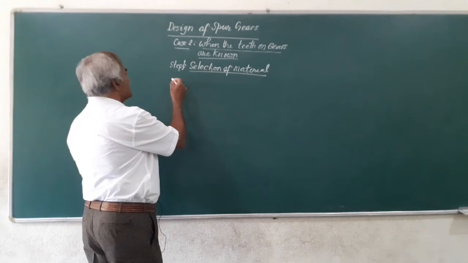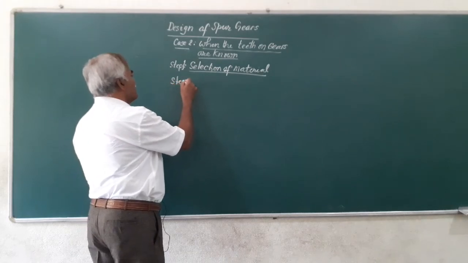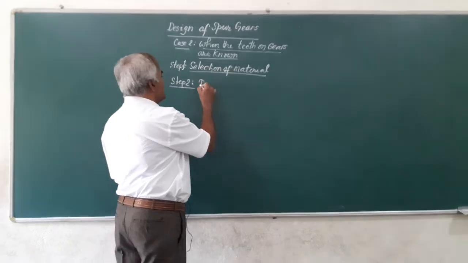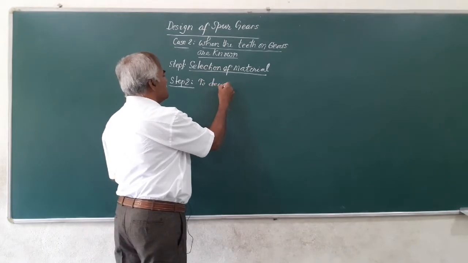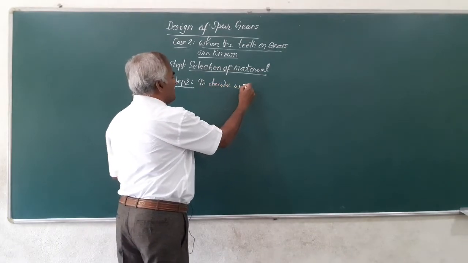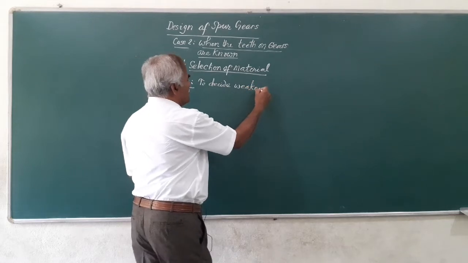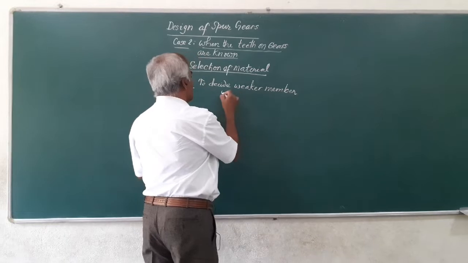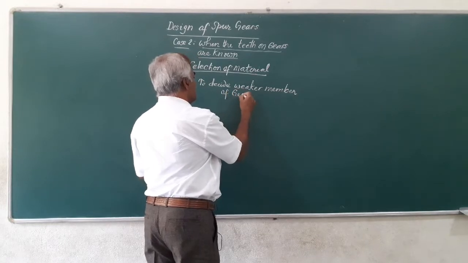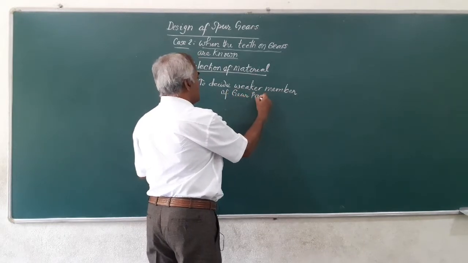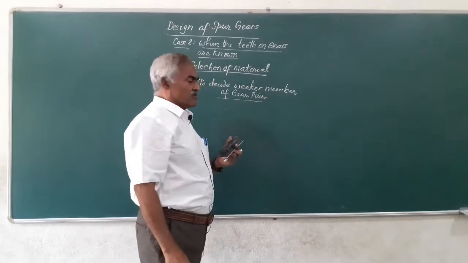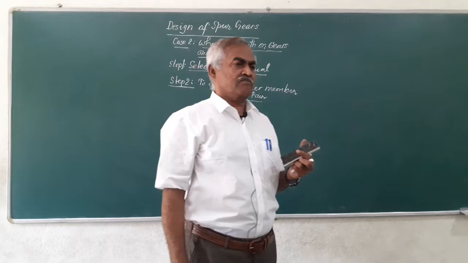And friends, in the second step, step number 2, I am going to find out or decide the weaker member of the gear pair. Gear pair means the gear and the pinion. So, how to decide the weaker member of the gear pair?